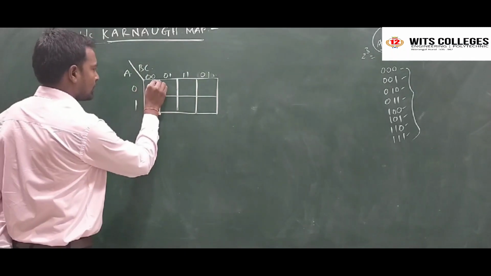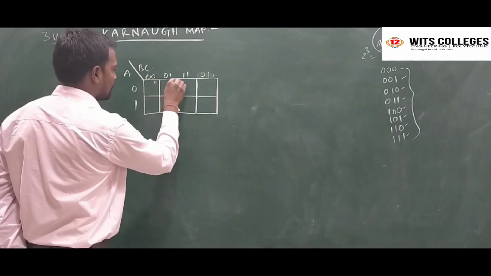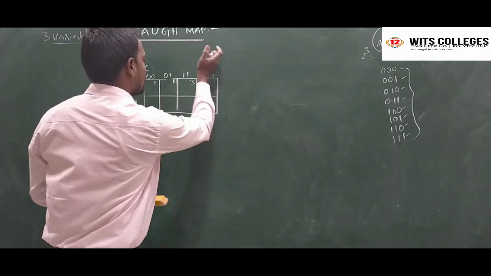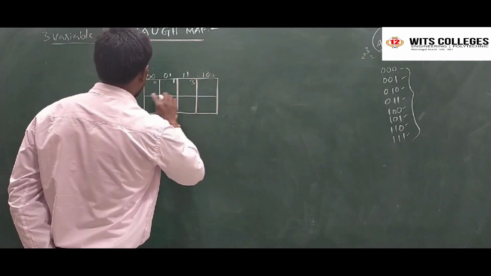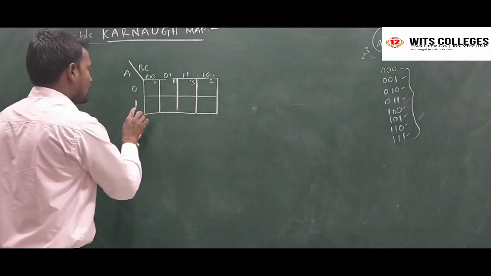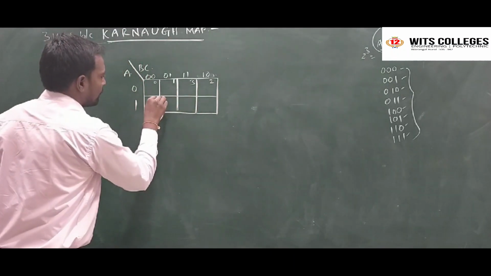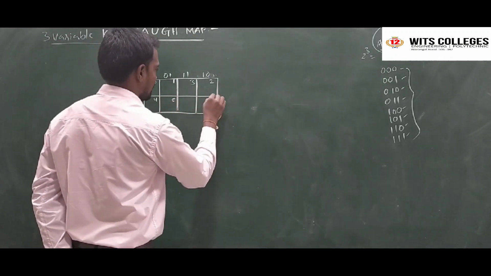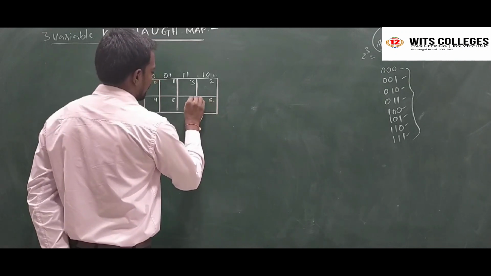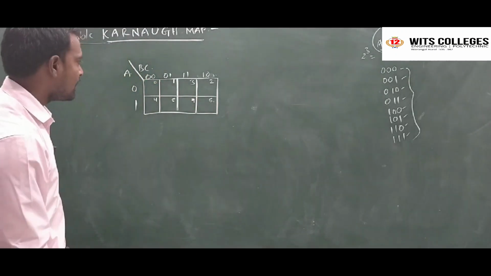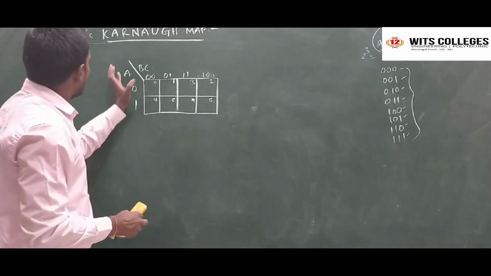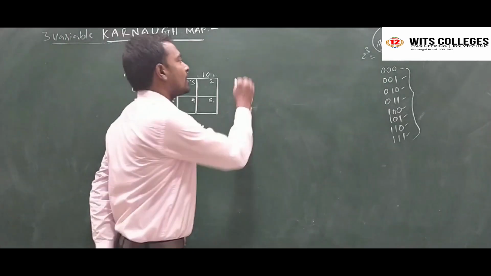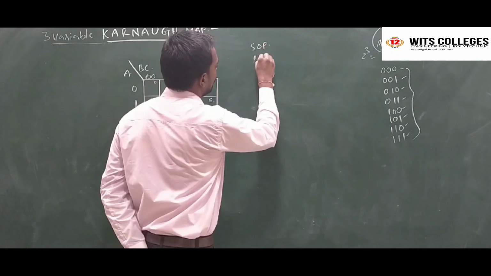So 0 0 0 is equal to 0, and 0 0 1 is equal to 1, and 0 1 1 is equal to 3, and 0 1 0 is equal to 2. Coming to 1 0 0, that is 4, and 1 0 1 is 5, 1 1 0 is equal to 6, and this is 7. So this is the actual three variable K map, and we have to simplify in the sum of products and product of sum.